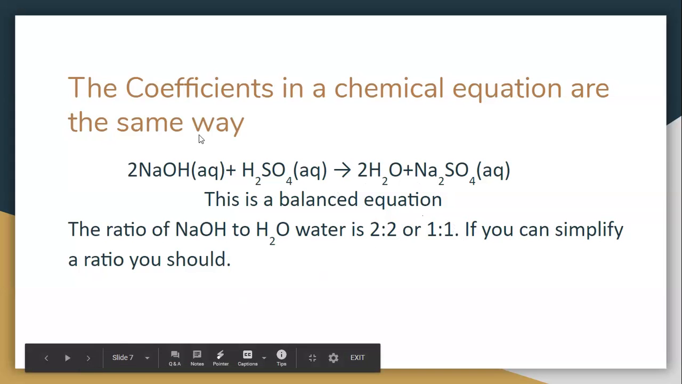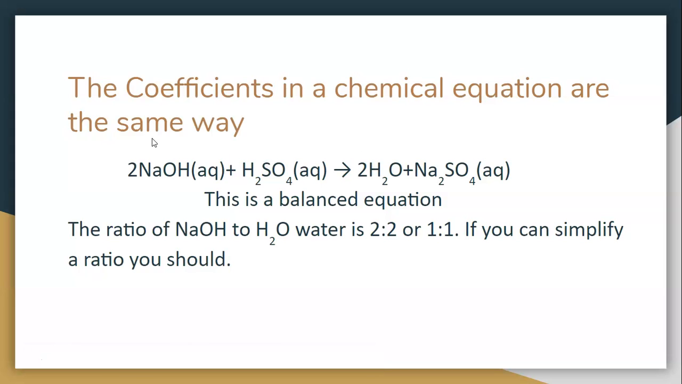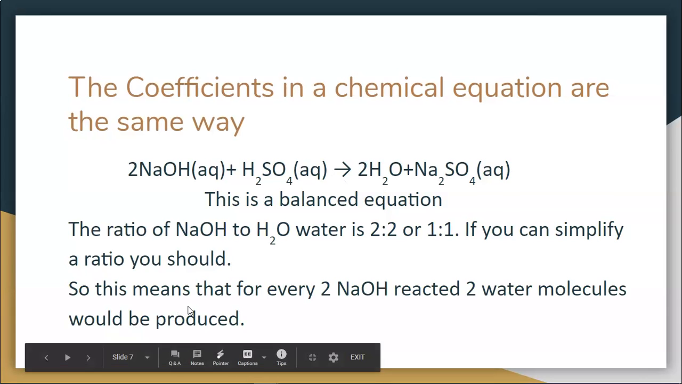All right, so that's what ratios are, okay? We use the coefficients in front of our compounds to get a ratio relationship. Sorry. And I hope that was helpful.